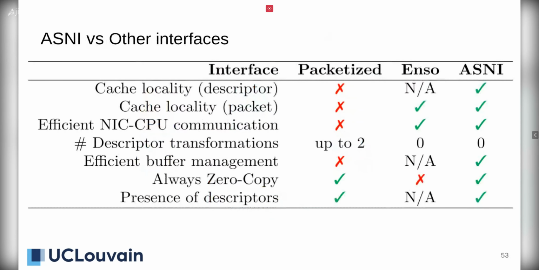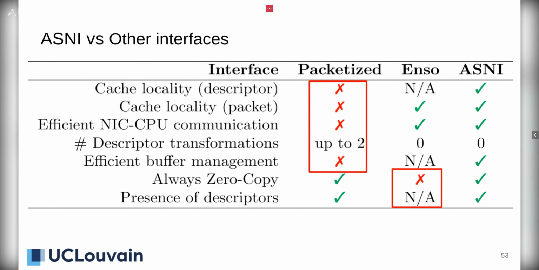And so if we compare ASNI to the other interfaces, first we see that compared to the packetized interface, we have better cache locality for descriptors, we have better cache locality for packets, and we have more efficient NIC-CPU communication patterns. We also remove the need to have all those descriptor transformations because the descriptor is tailored to what the application actually needs, and we have a more efficient buffer management.